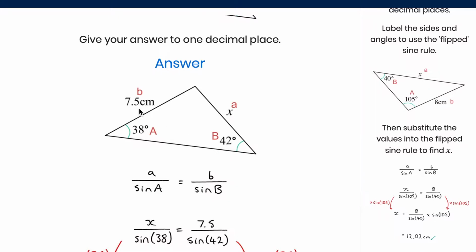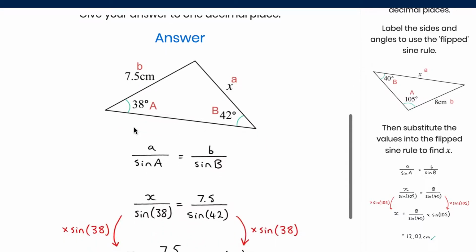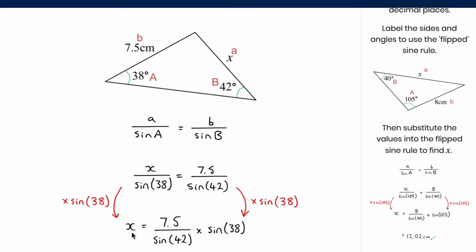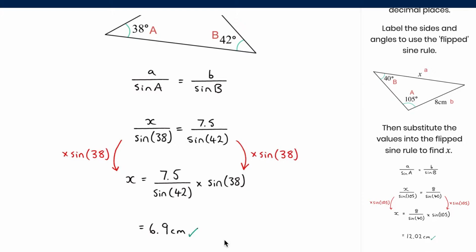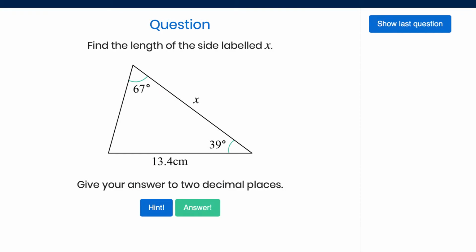Right, now multiply both sides by sine 38 to get x equals 7.5 over sine 42 multiplied by sine 38, which when entered into a calculator will get you 6.9 centimeters, correct to 1 decimal place. And as a bonus, here is one more slightly challenging question as promised, requiring an extra step that can catch some people out. Find the length of the missing side labelled x. Give your answer to 2 decimal places. Pause the video now if you'd like to have a go.